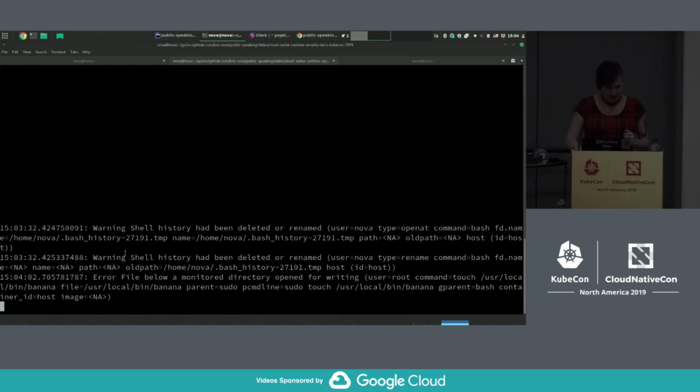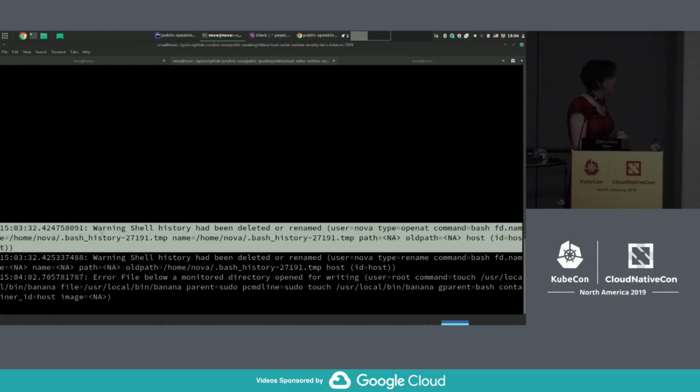We scroll down, and we have some really interesting bits of output here. The first one says, notice: shell history has been deleted or renamed. What's happening there is I'm running different terminals as the same user. Whenever I create a new terminal session, which I just did, bash history resets.